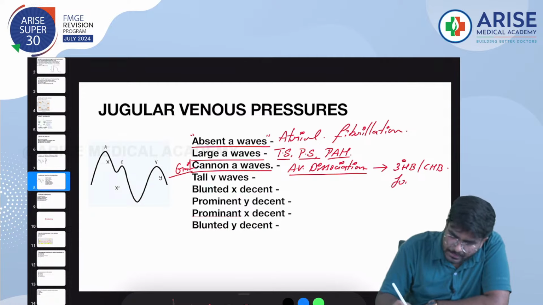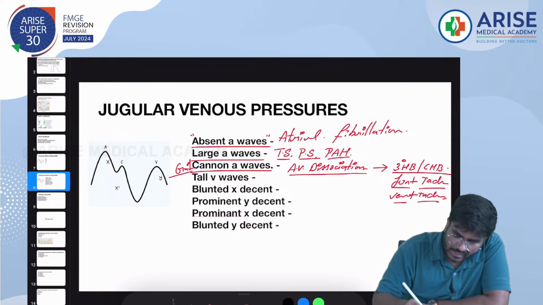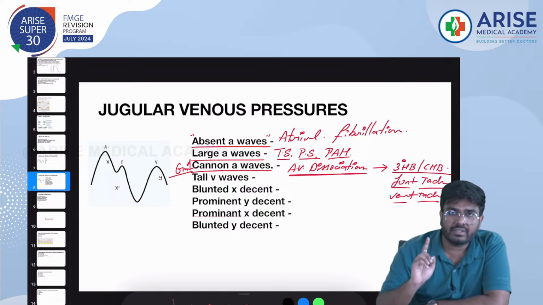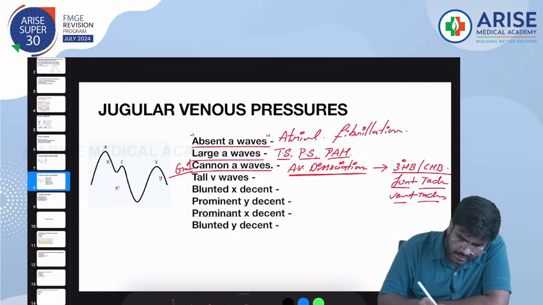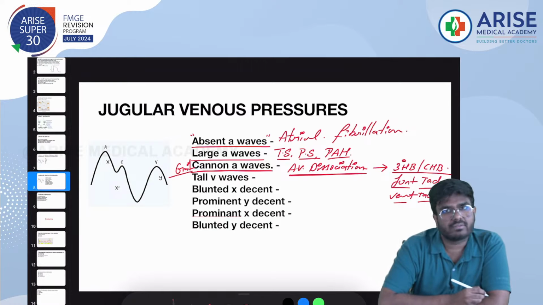Junctional tachycardia. Or the patient is having ventricular tachycardia. Ventricular tachycardia, junctional tachycardia, or third-degree heart block. In all these conditions, the patient is going to have atrioventricular dissociation. Whenever the patient is having atrioventricular dissociation, the patient is going to have giant A waves or cannon A waves.